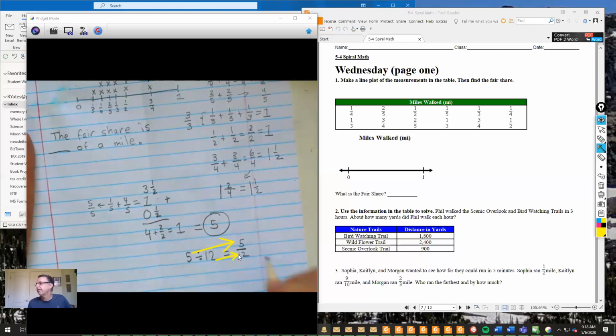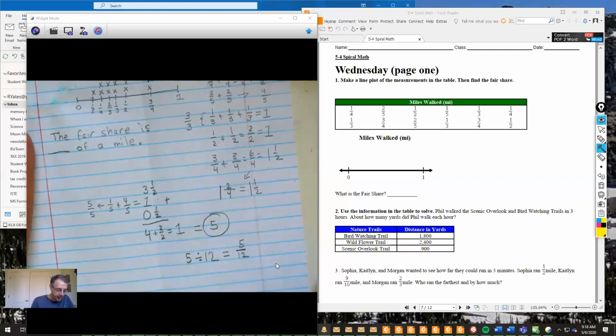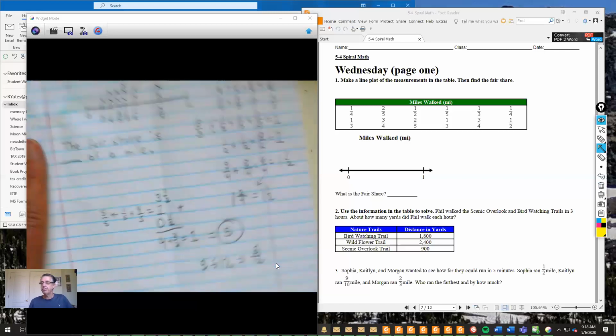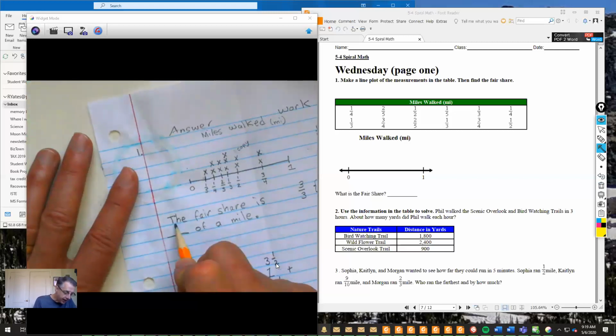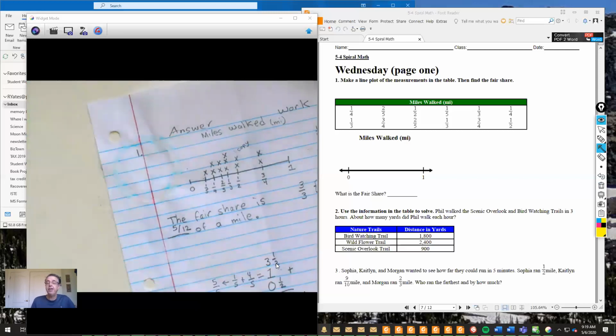When we set up the division like a fraction, now we get our fair share. We can say that 5 divided by 12 is 5/12 as a fraction. That means that each person, the fair share, each person would walk, not 5/10, 5/12 of a mile. So I'm going to go ahead up here to my answer sentence and write the fair share is 5/12 of a mile. And that is a very long answer for the first one.